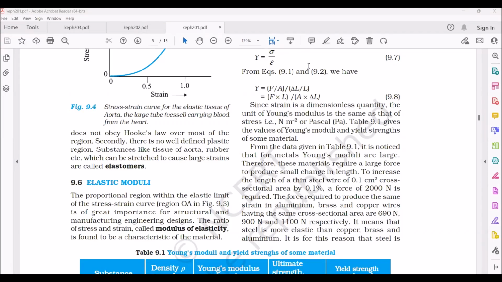So we have already discussed, as per Hooke's law, stress is directly proportional to strain. So we are equating it as stress is equal to K into strain. This K is called the modulus of elasticity. This K decides the characteristic of a material.